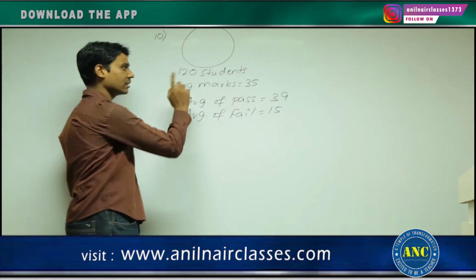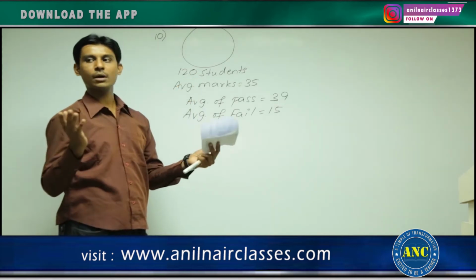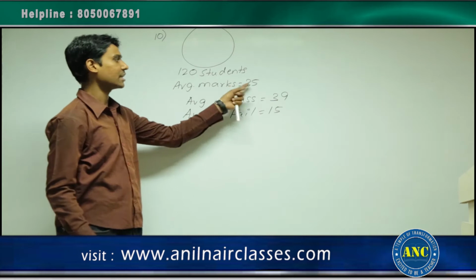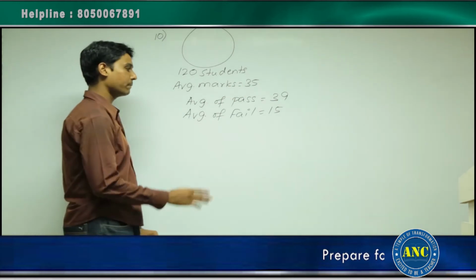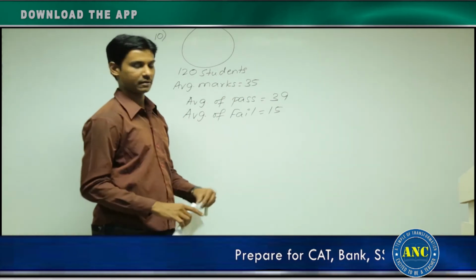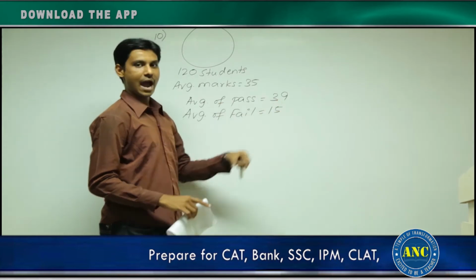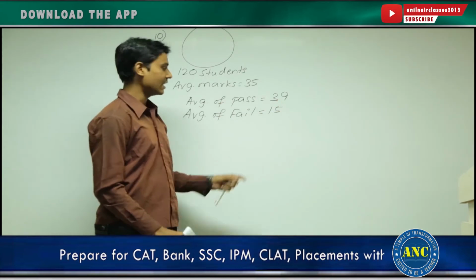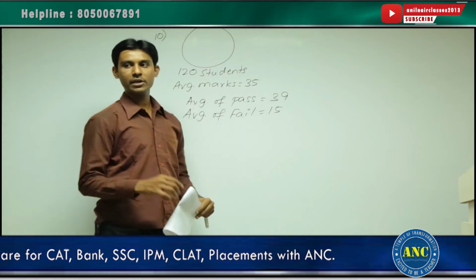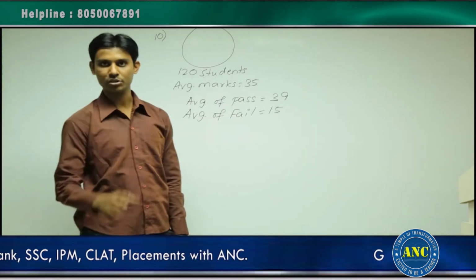There are 120 students in the class. Some students passed, some students failed. The average mark is 35. The people who passed the examination, their average mark is 39. And the people who failed the examination, their average mark is 15. How many students passed the examination? That is the question. Clear with the question?